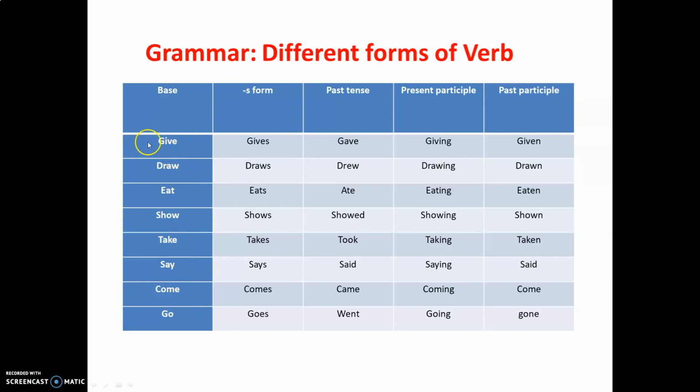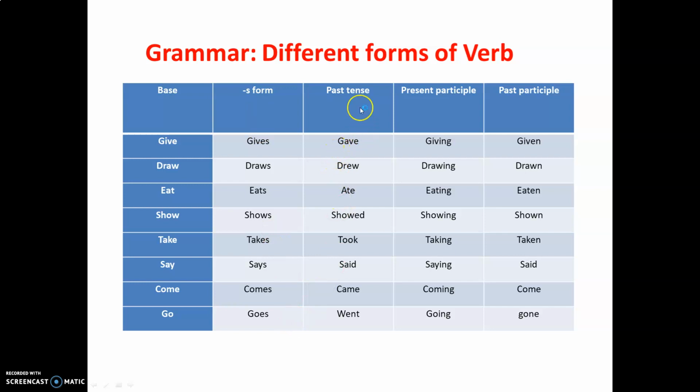For example, I give a pen. The S form is used again in the simple present tense, but in the third person singular. For example, I give a pen, first person singular. You give a pen, second person singular. Third person singular is he gives a pen. So this S form is used in the third person singular. All these I have done for you.